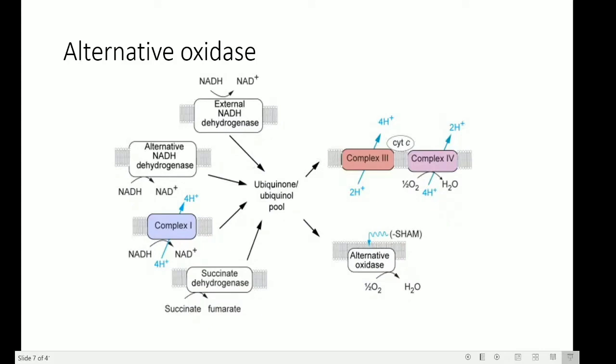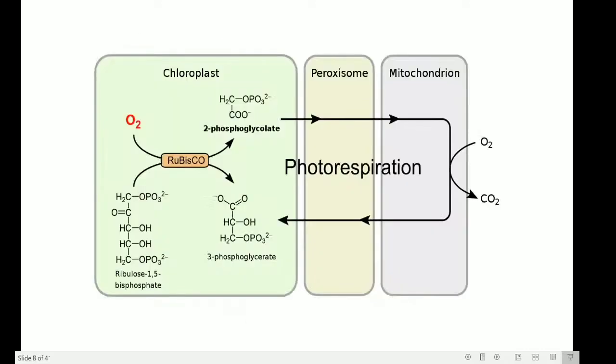Then the alternative NADH dehydrogenase also helps convert NADH to NAD. Then complex one, then succinate dehydrogenase. Then apart from this, the alternative oxidase is converting oxygen, as I said, to H2O. That thing is helpful for the respiration of the plant.